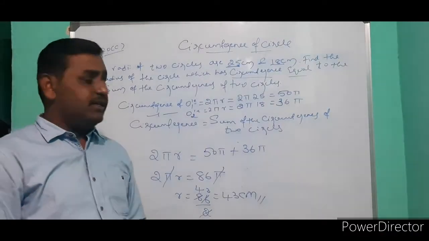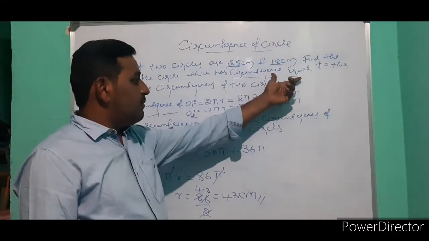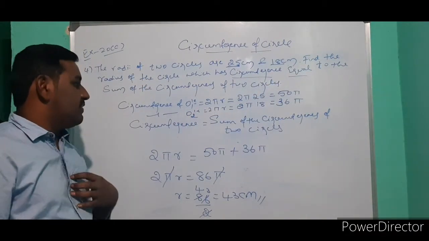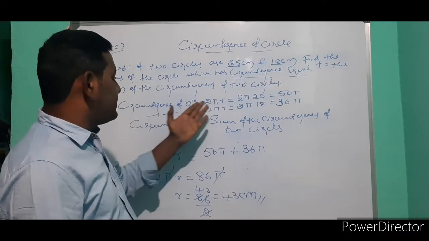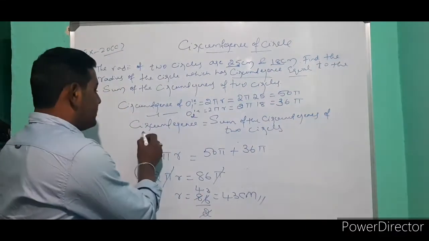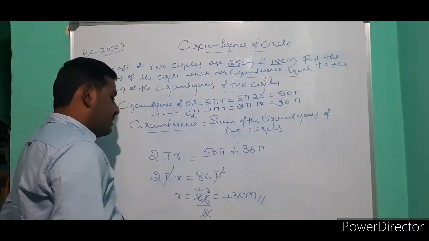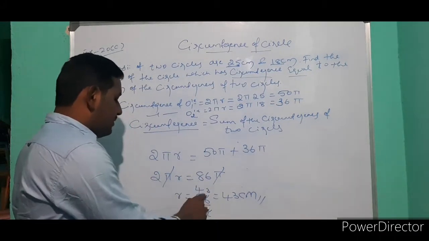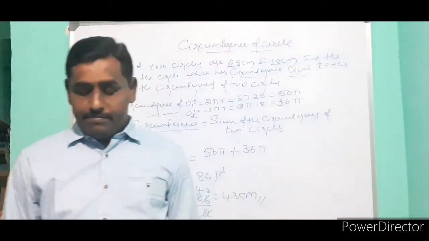I hope you understand this problem. So first they are given two circle radii. Here the mathematical equation is the circumference is equal to the sum of the circumferences of two circles. So here I am finding the circumference of circle 1. Second one is the circumference of circle 2. Then circumference is equal to the sum of the circumferences of two circles. 2 pi r is equal to 50 pi plus 36 pi. So pi gets cancelled. 86 divided by 2 means 43 is the radius of the circle.